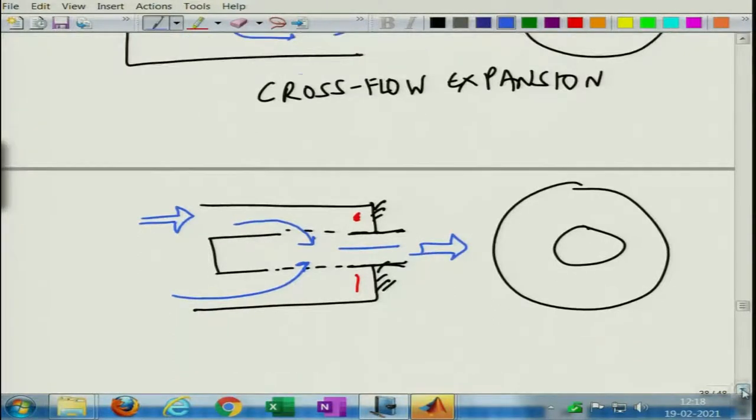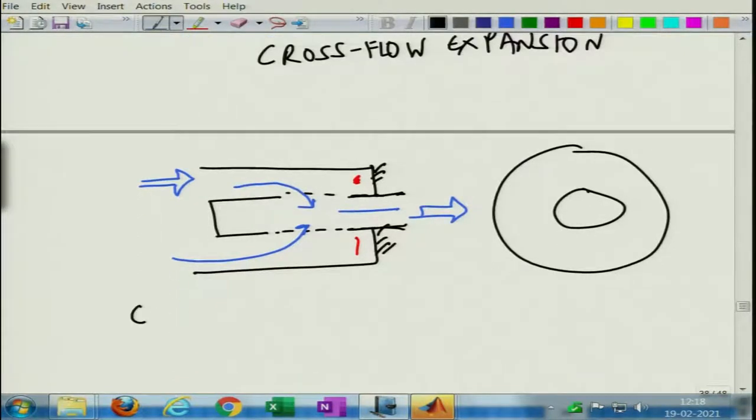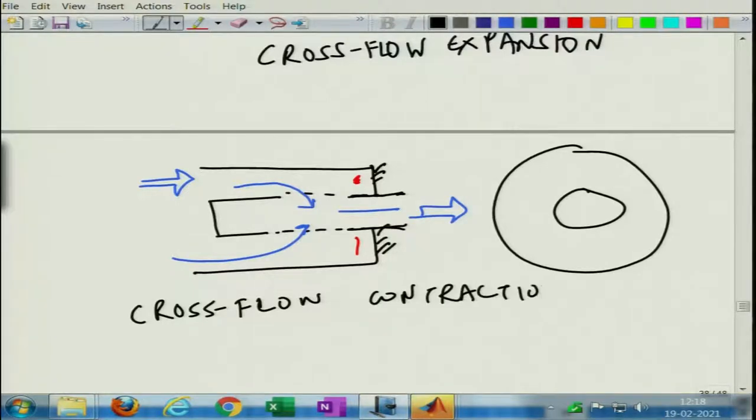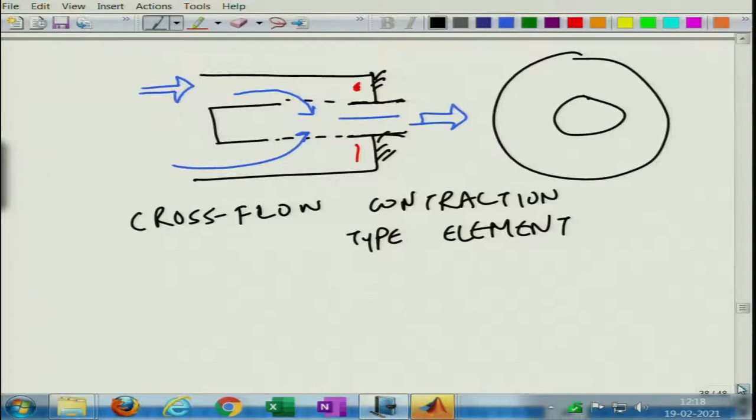So, what is this configuration called? Very similar, this is called a cross flow contraction type of element, okay, cross flow contraction. One question that comes to our mind is: what do we do with these elements? How do we use them in a practical muffler configuration? Any guesses about that?